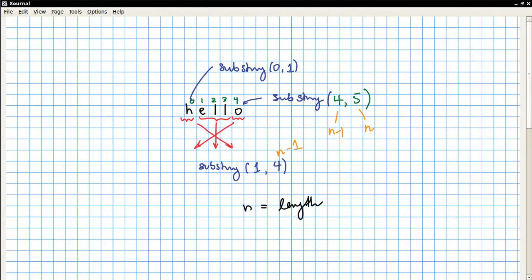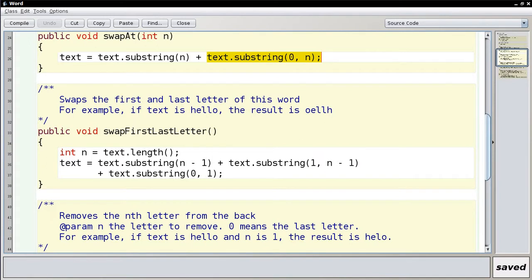Now let's see whether this makes sense. To take the last one, we go from the length minus 1, because that's the last valid position, up to the first one that we don't want, the first invalid position, that's n, or the length. So that does make sense in general. And looking at the code here, I've put text.length into n just because it's awkward to always write that long text.length thing. And then you can see here the 3 substrings rearranged in this way.